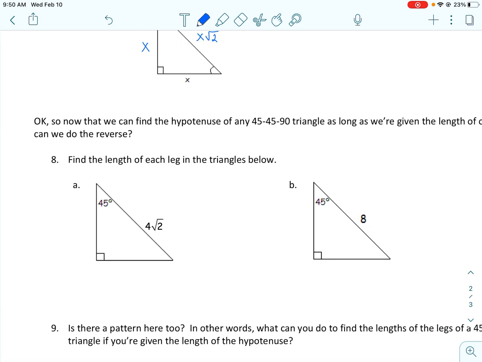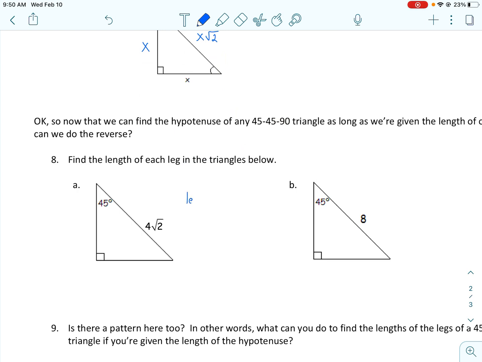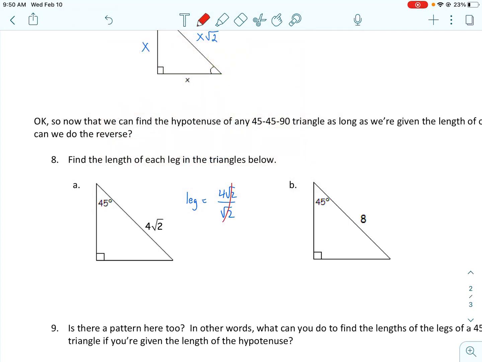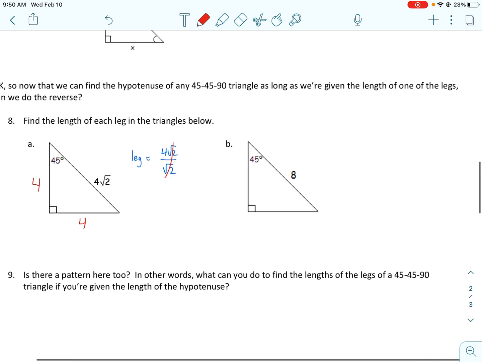Jumping on down here though, what if we know the hypotenuse first in a 45, 45, 90 triangle? Remember, it's got to be a 45, 45, 90 for this to work. So if we know that the hypotenuse is radical 2 times the leg, then we can take this and divide by radical 2 to go backwards. So we can say, a leg is equal to 4 radical 2 divided by radical 2. And then those cancel out and you just get 4. So each leg has a value of 4.